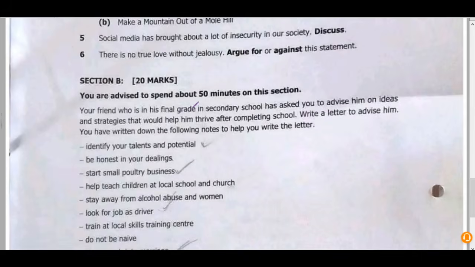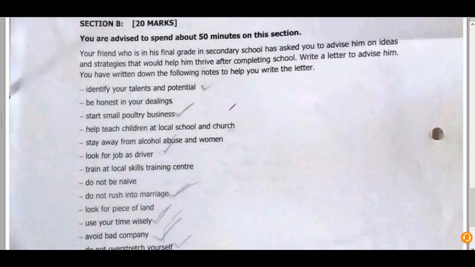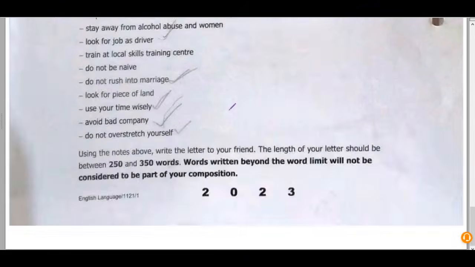You're advised to spend about 50 minutes on this section. Your friend who is in the final grade in secondary school has asked you to advise him on ideas and strategies that will help him thrive after completing school. Write a letter to advise him. You have written down the following notes to help you write the letter. So here is simple letter writing. With letter writing, the format is very, very important.